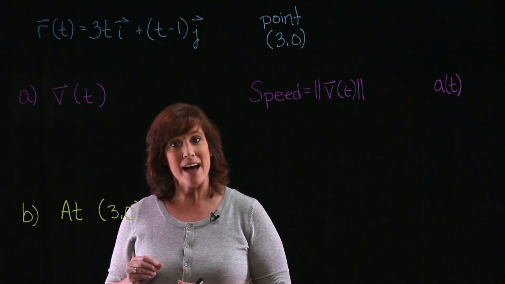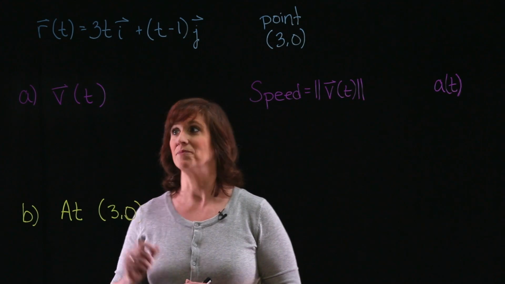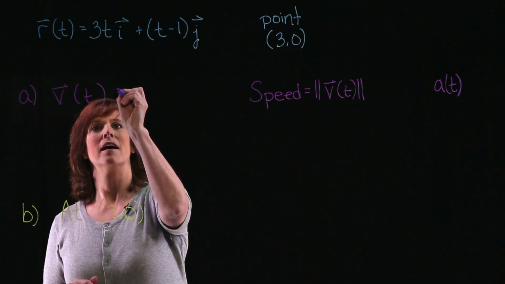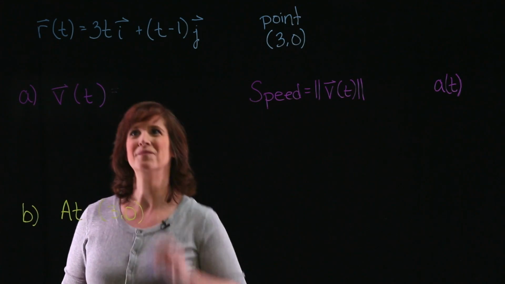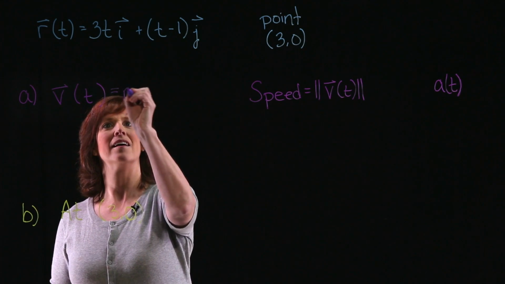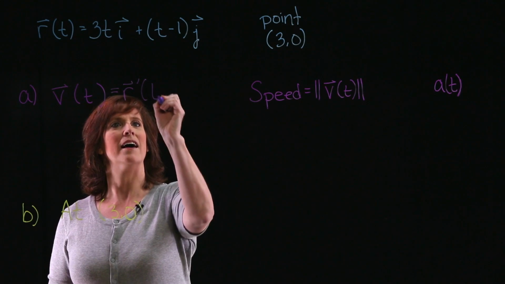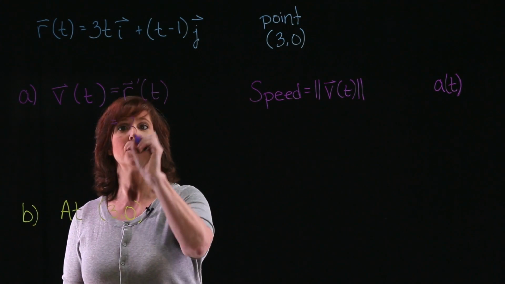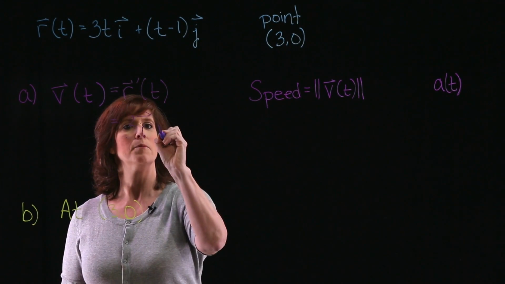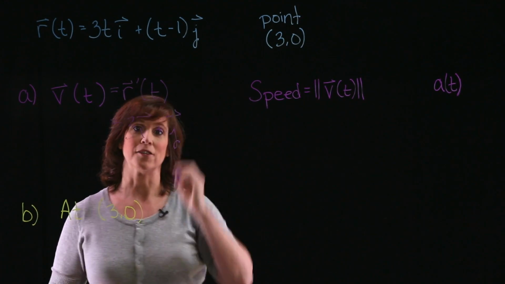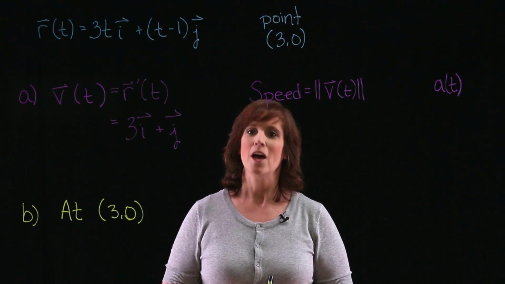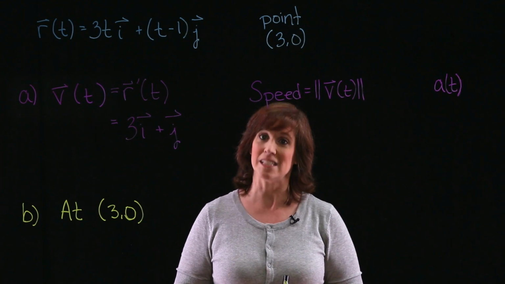The first thing that I'm asked for is the velocity function. So v of t is going to be r prime of t, which is simply 3 times vector i plus vector j, taking the derivative of each of the individual components. Okay, the next thing to find out is the speed.